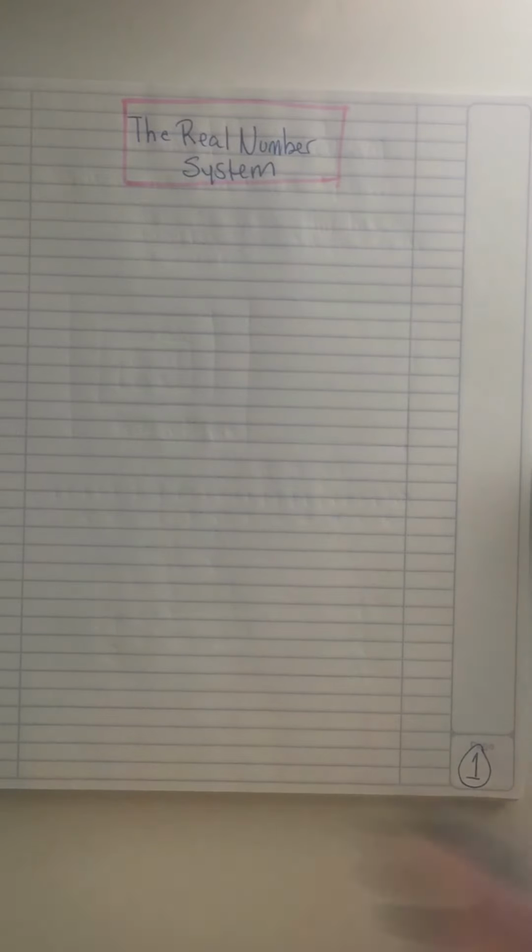All right, and then I'm going to write the topic here at the top. So let's call it the real number system. I'm going to put a box around it so it's easy for me to spot and I know exactly what we're talking about when I go back and study. All right, so let's pose a question.